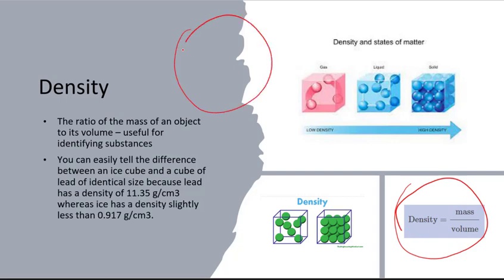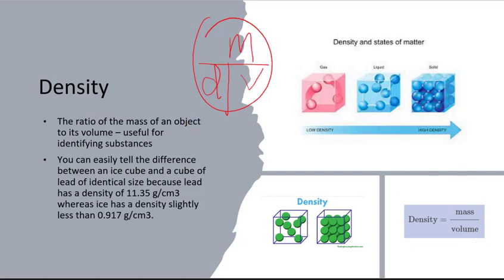Sometimes I like to show my students and put it into this form. If I can say that density, D, is equal to mass over volume, you cover up what you want to find. If I wanted to find density, I would cover this up and say D is equal to M divided by V.